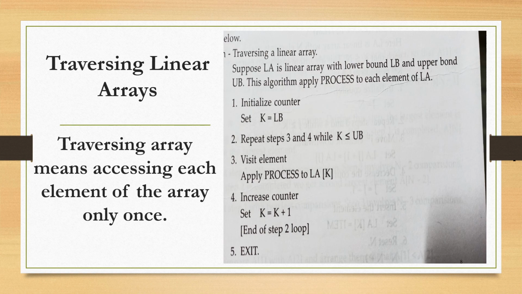So K is initially 1, suppose your linear array has LB 1. So K will be 1 initially. And suppose your upper bound is 10, then UB will be 10. So it will come to the next step. It will apply the process to LA1. Then K will be increased by 1, so K will become 2. Now this is a loop. When K becomes 2, it will apply the process to LA2. Then K will become 3, so it will go up again and apply the process to LA3. Like that it will go. Suppose K becomes 10 and UB is also 10. Then it will stop the loop. It will come out of the loop and exit. So this is the algorithm to access a linear array.